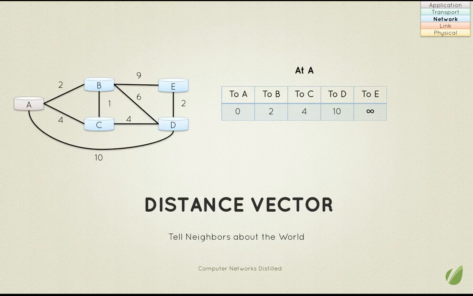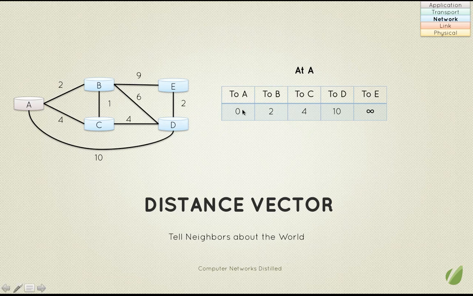The second type of algorithm that I want to show you is the distance vector algorithm. Remember that in this algorithm, nodes tell neighbors about the world. First, we need to define what a distance vector is. A distance vector is simply a set of values that represents the distance from you to everyone else in the network. For example, A has the following distance vector.